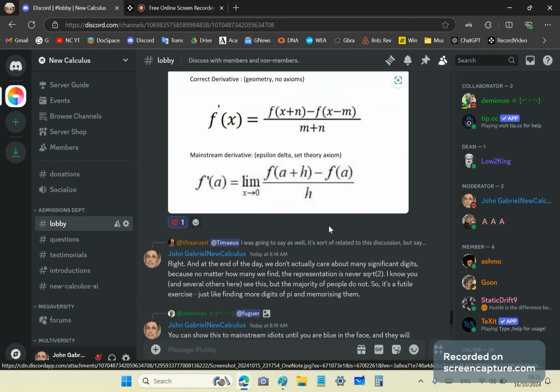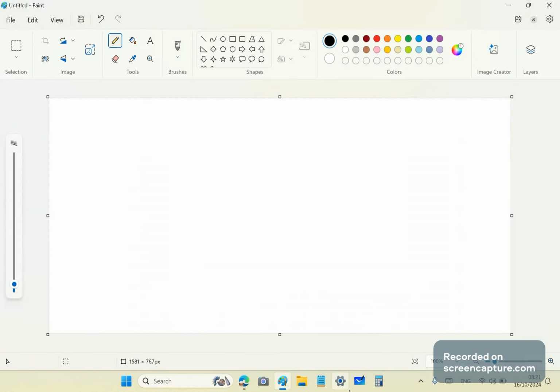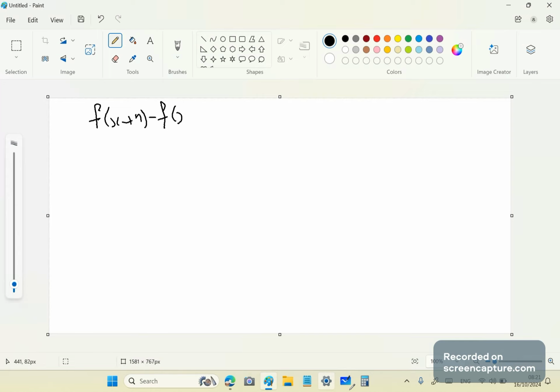So this person has said the correct derivative is this one here, which is the new calculus derivative. And what does it say? Okay, so this is what it says. It says the slope of the parallel secant line to the tangent line is equal to the slope of the derivative.